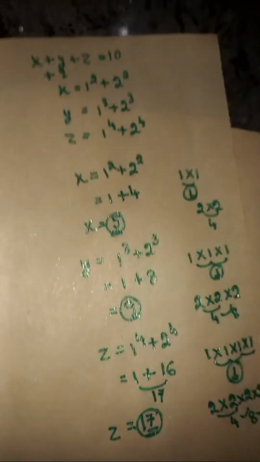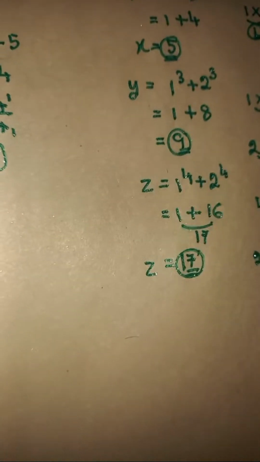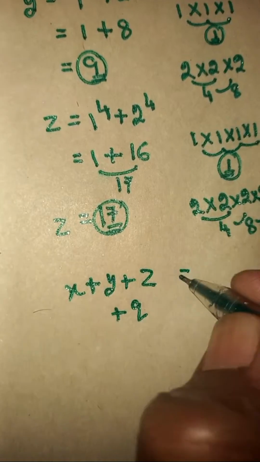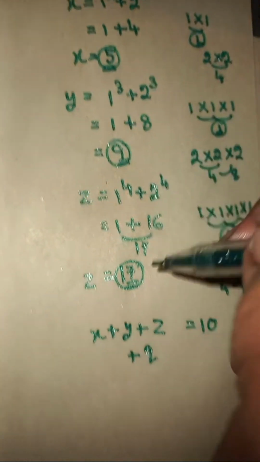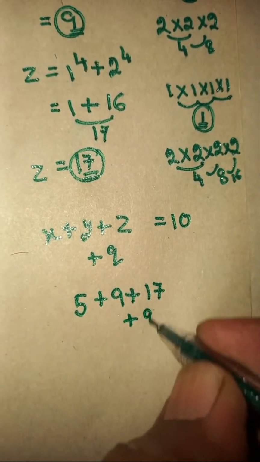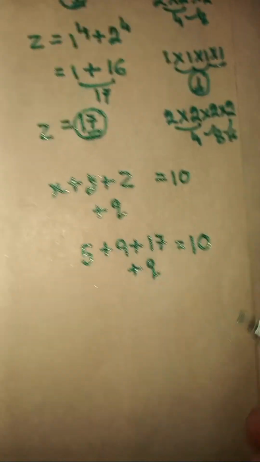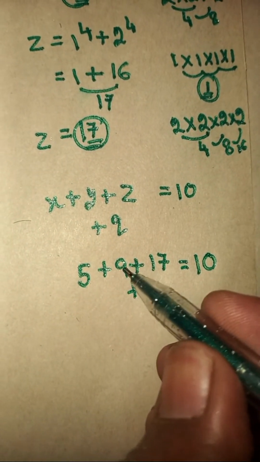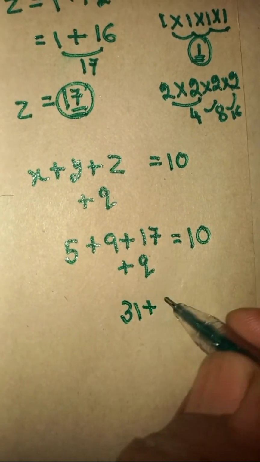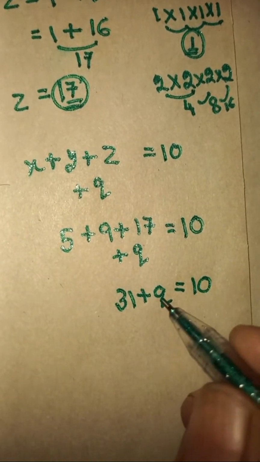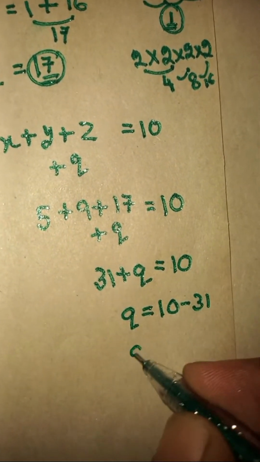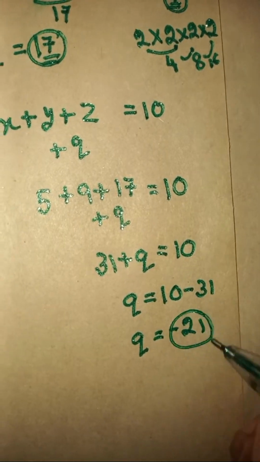Now let's find out the value of q. That is going to be x plus y plus z plus q equal to 10. Plug in all those values, 5, 9, 17. 5 plus 9 plus 17 plus q equal to 10. Now you can add that. 5 plus 9 is 14. 14 plus 17 becomes 31. 31 plus q equal to 10. Now send that 31 to that side, it becomes q equal to 10 minus 31, that is q equal to minus 21.